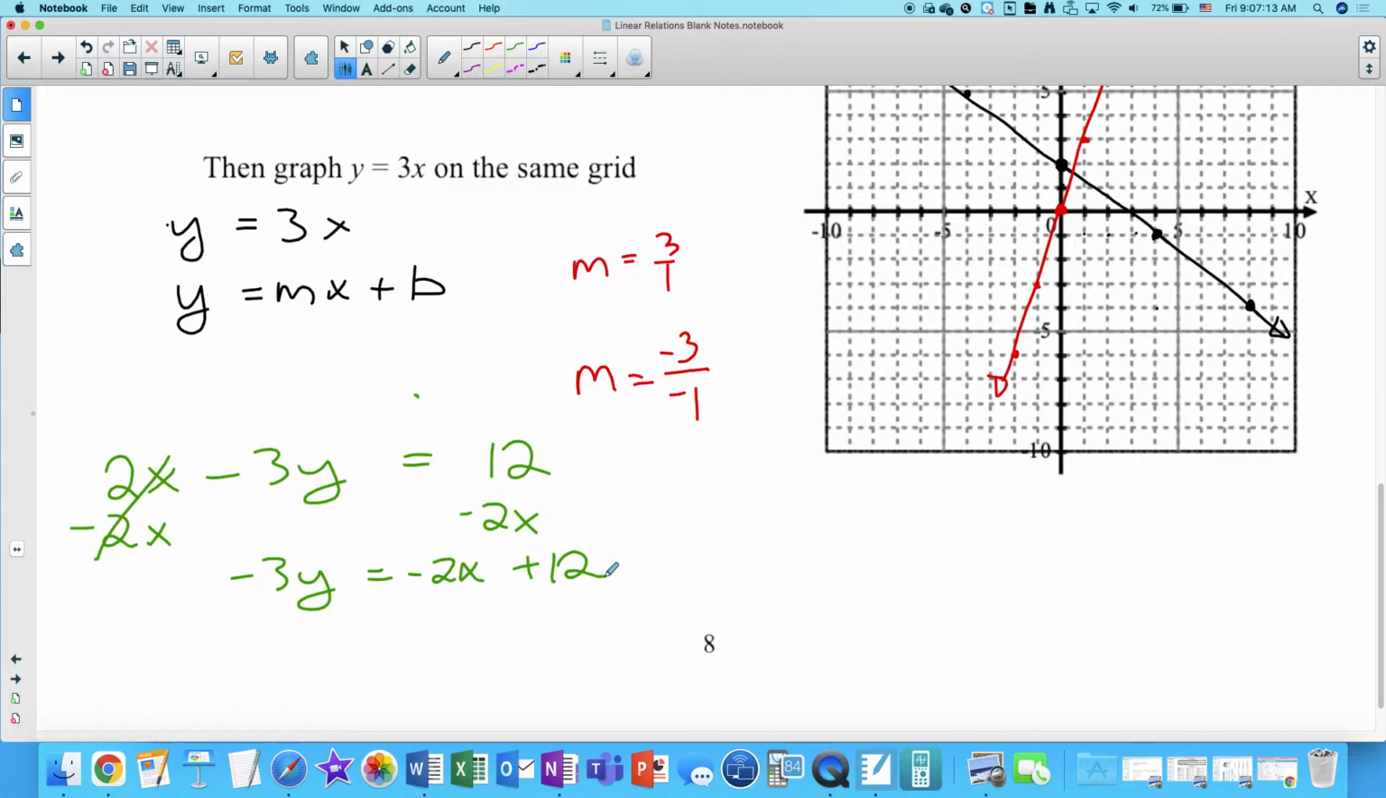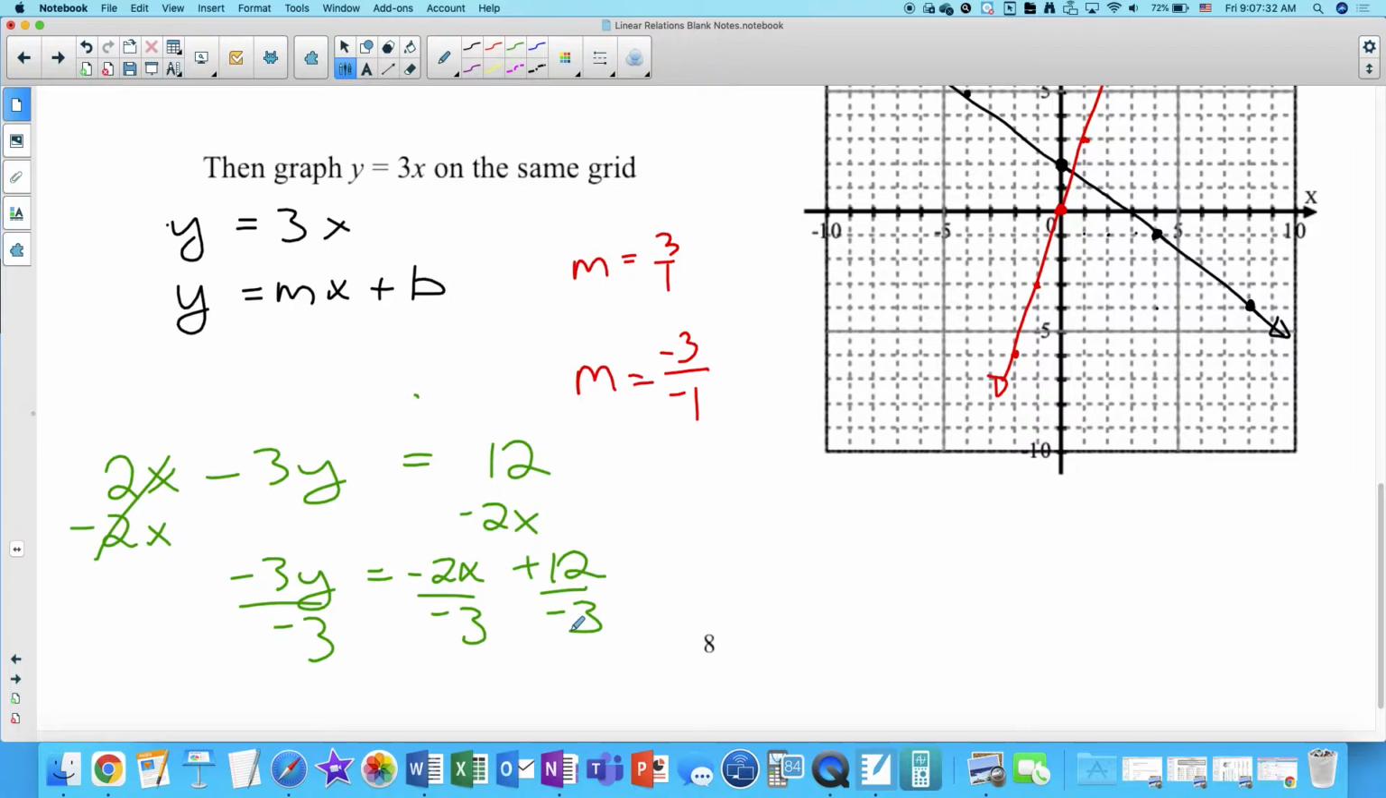I was going to say minus 12, but then the 12 would just be going back and forth. Yeah, so we've got negative 3y. We just want 1y. Divide everything by negative 3. So I'm going to divide this, this, and this by negative 3.